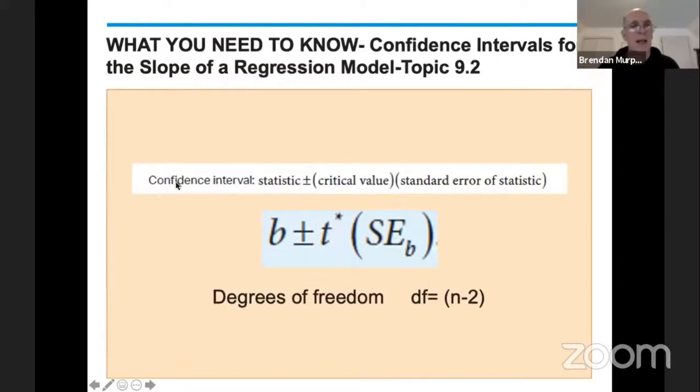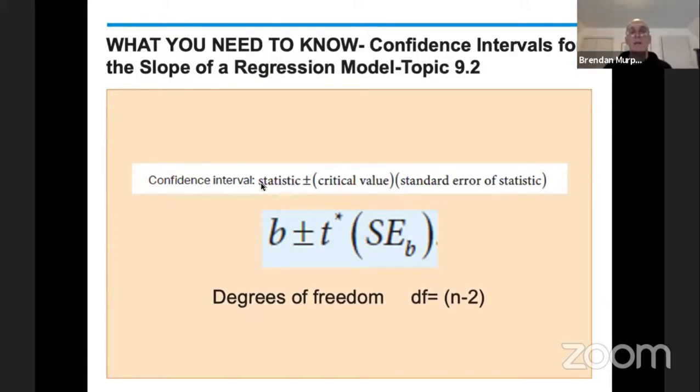So again, I copied this formula here direct from the formula sheet, all confidence intervals. And hopefully you've perhaps been working on confidence intervals with your teachers before we all headed home because of the virus.